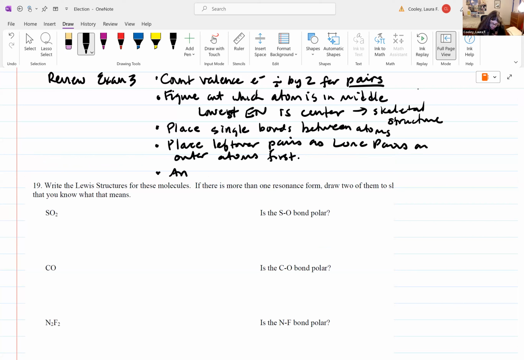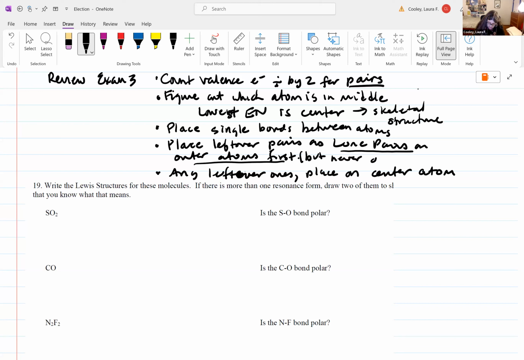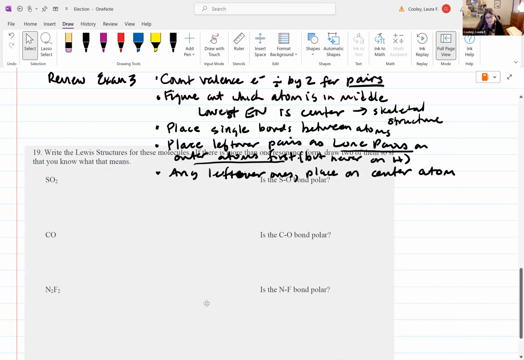If there's any leftover ones that haven't been used, place them on the center atom. And by the way, it says to place lone pairs on the outer atoms first, but never on hydrogen. Hydrogen can only have one bond to it. So you would never place those leftover lone pairs on hydrogen. That wouldn't make sense.